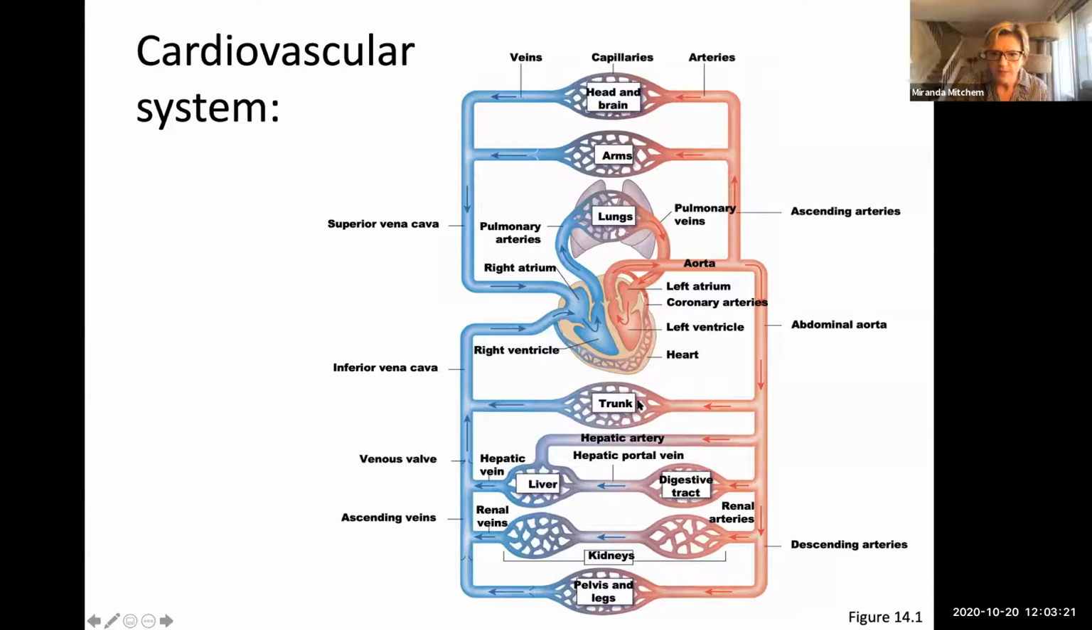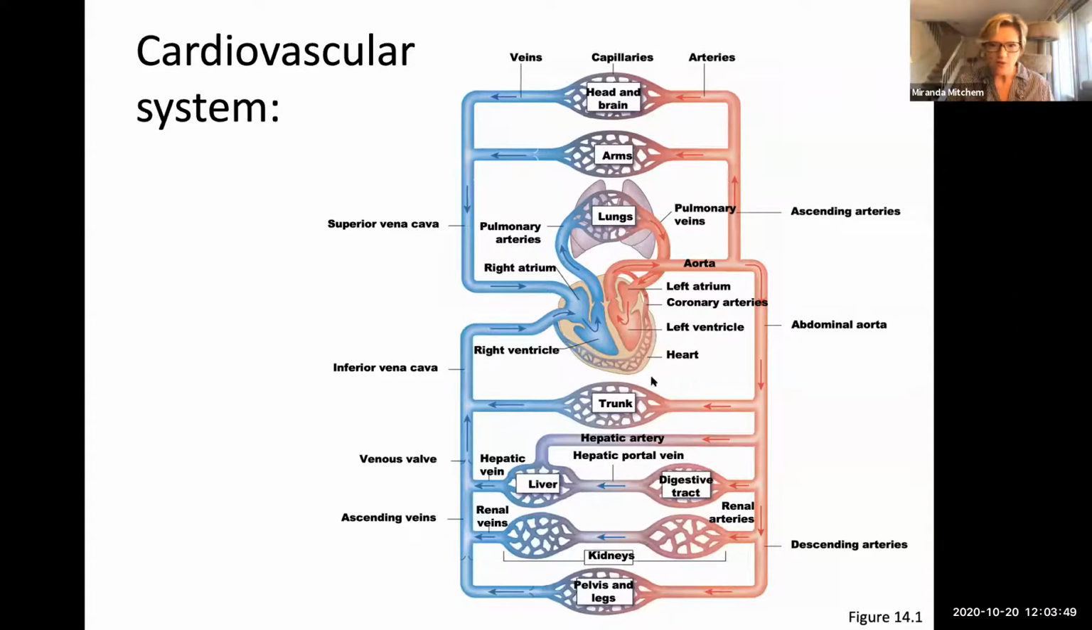Now, if we look down at the bottom, we can see two examples of portal systems. So we've got the hepatic portal system, which connects the digestive tract with the liver. And then we also have a portal system in the kidneys. Both of these sites are major sites of exchange, which is why we see the portal systems placed here.